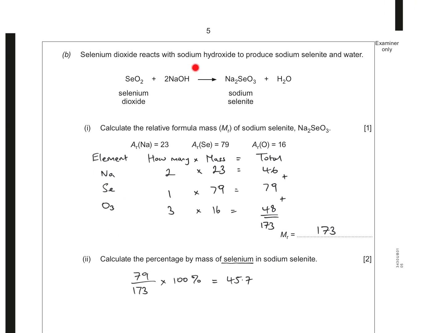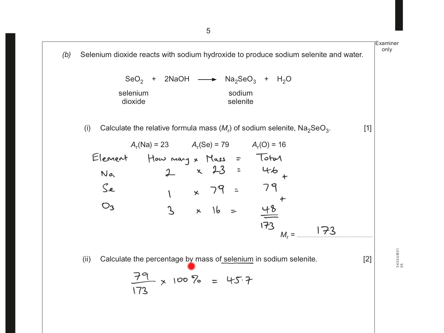Selenium dioxide reacts with sodium hydroxide to produce sodium selenite and water. Calculate the relative formula mass of sodium selenite, Na2SeO3. So I'm using here the Mr table. So you've got 2 times 23 gives me 46 for sodium. I've got 1 selenium and each one weighs 79. And I've got 3 oxygens, each one weighs 16, and that gives me 48. And when I add them together, we get 173.